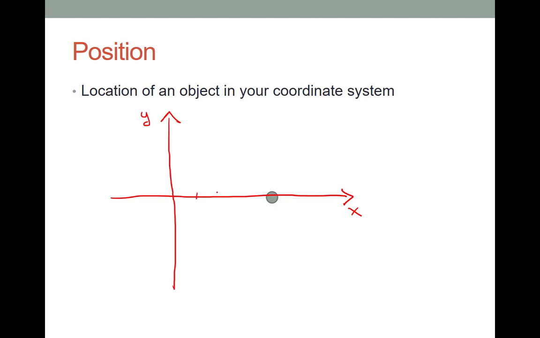And let's see, how many did I draw? 1, 2, 3, 4, 5. I can now say that the position of this object, which is usually given by R, is at 5 in the i hat direction.